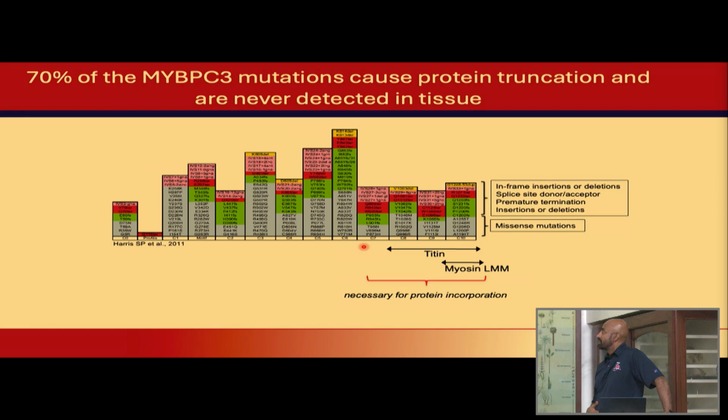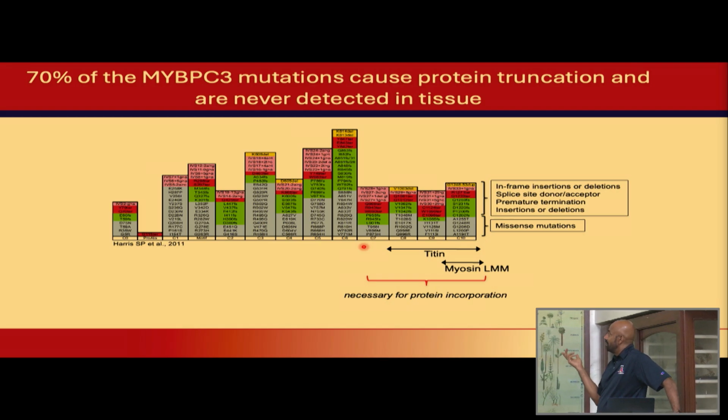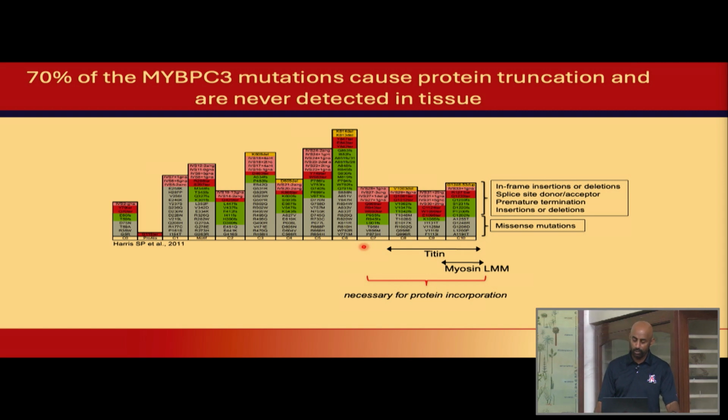So looking into myosin binding protein C, again I said 70% of the mutations are truncations. They have in-frame insertion or deletion, or splice site donor or acceptor site mutation, or premature termination, or insertion or deletion in random intronic or exonic regions. And then only 30% are missense mutations where you have the full length myosin binding protein C.